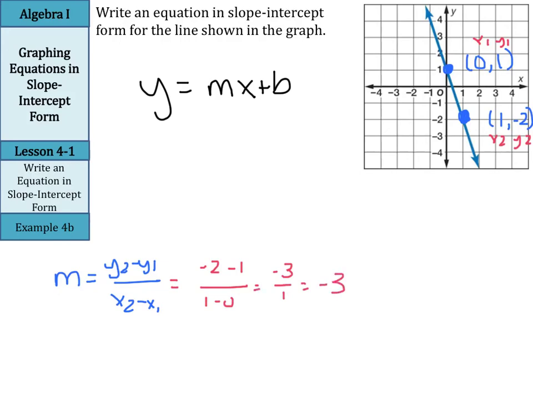Again, if you wanted to count, you could also go, okay, my rise is from the starting point, 1, 2, 3 over 1. Another way to get to negative 3 over 1. Either way should work. So now we have y equals, my slope is negative 3x plus my y-intercept. My y-intercept is where it crosses the y-axis, which is at 1.